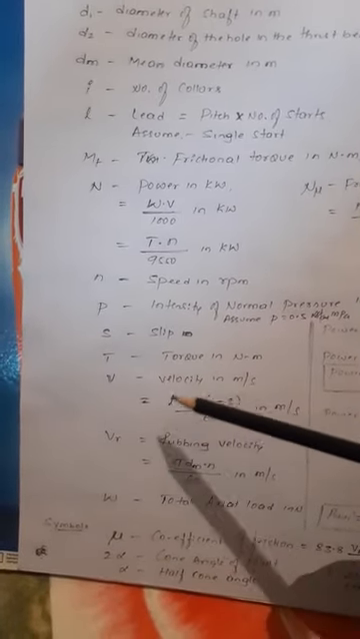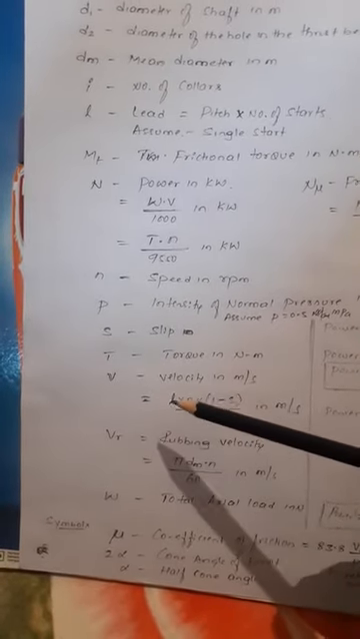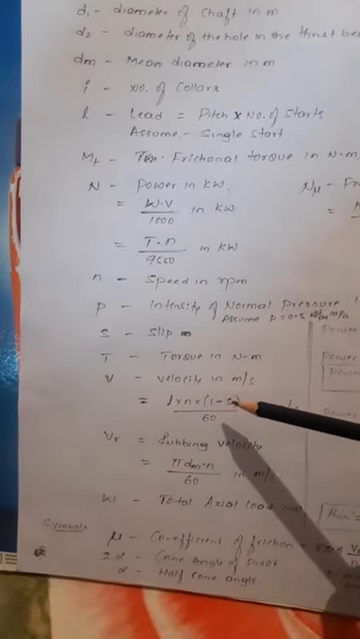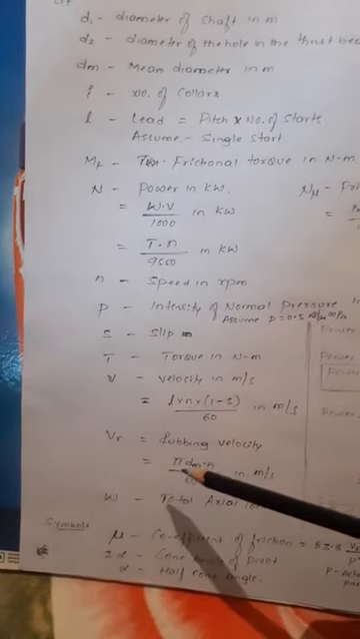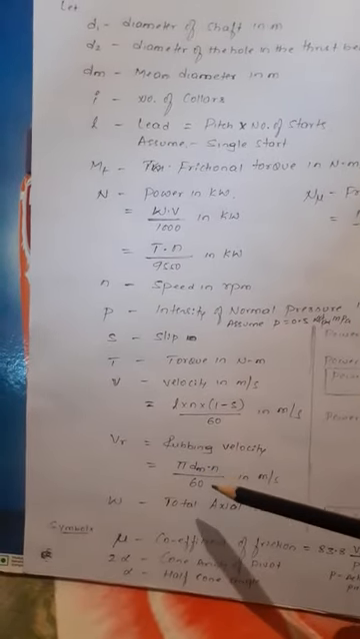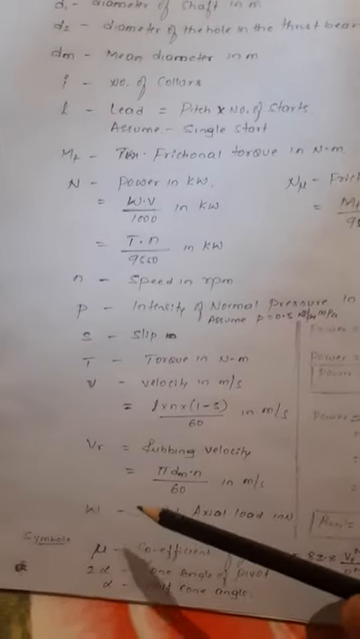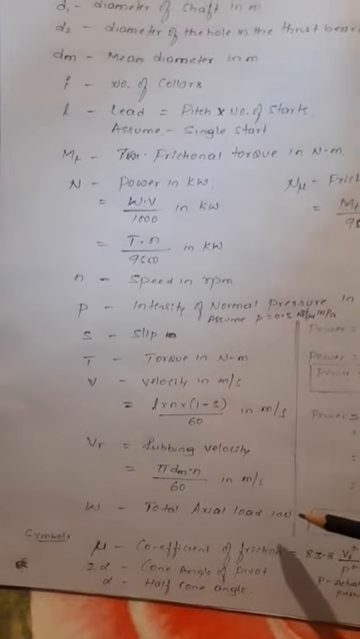Remember again this equation, L into N into (1 minus S) divided by 60, where L is nothing but lead, N is the speed in RPM, S is nothing but slip. Now V_R is the rubbing velocity, that is pi d_m into N divided by 60 in meter per second. W is equal to total axial load on the shaft, that is in Newton.